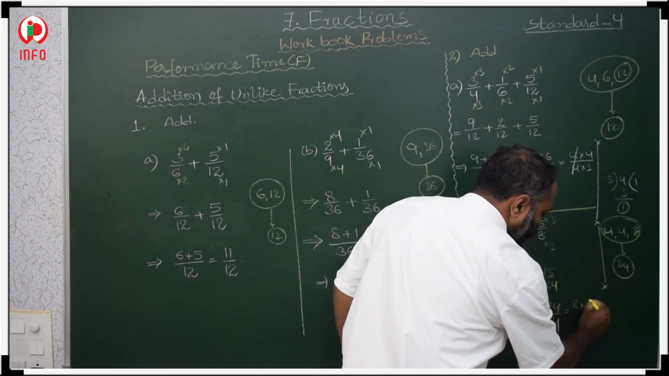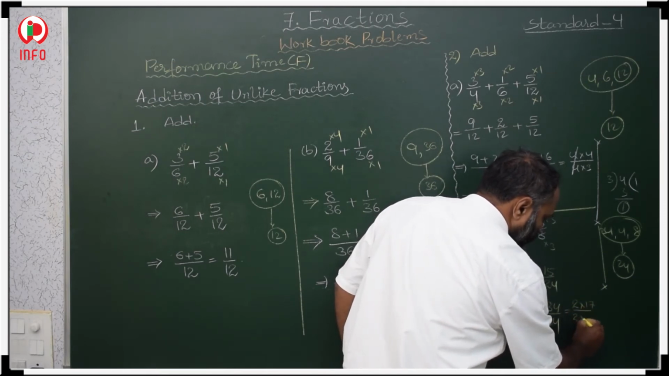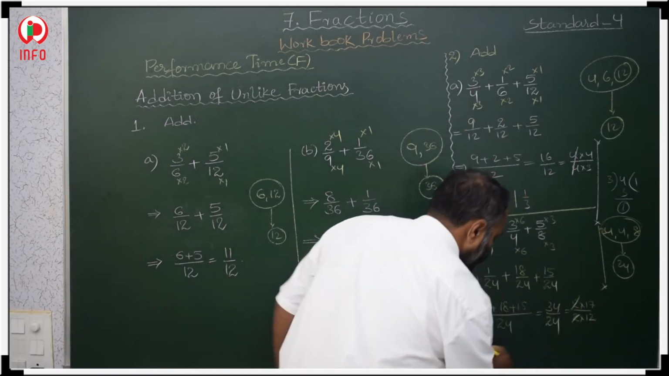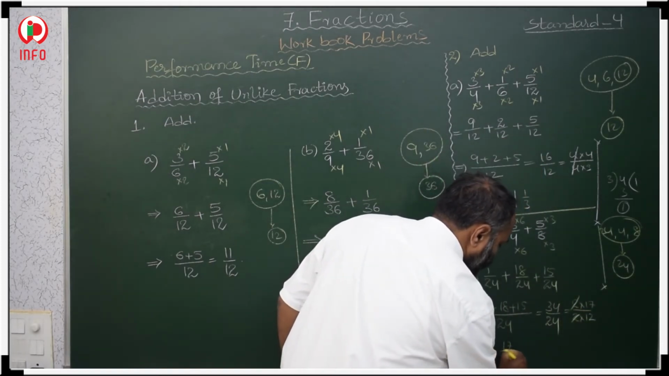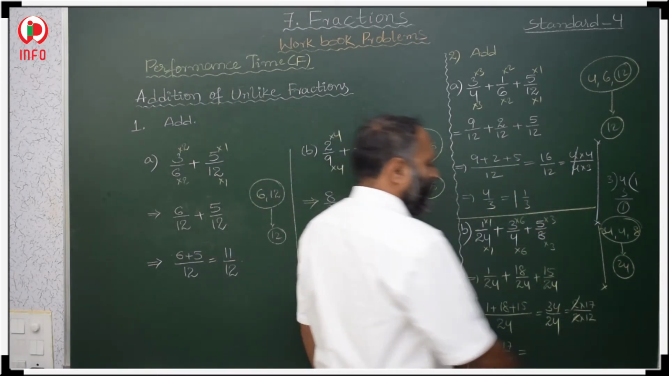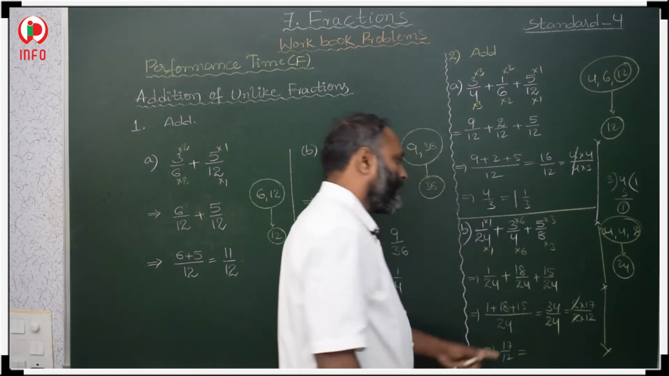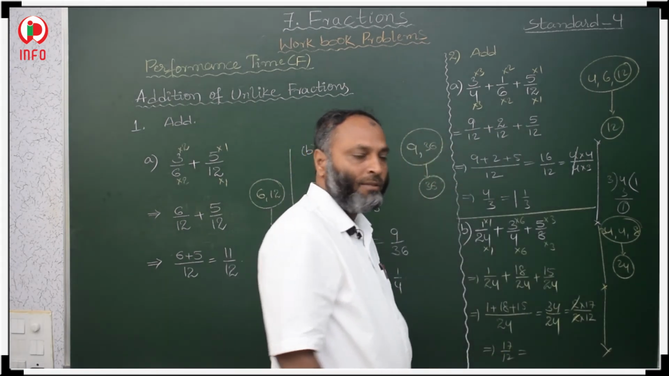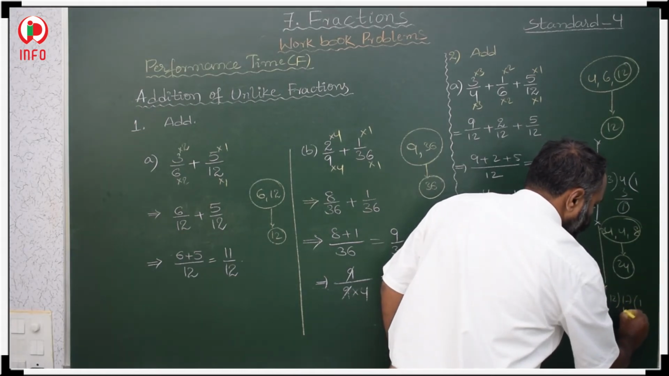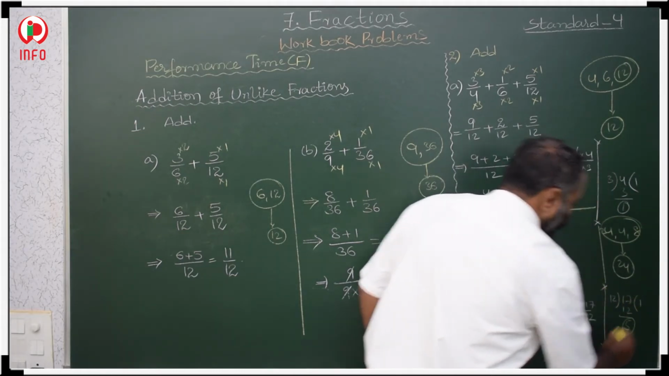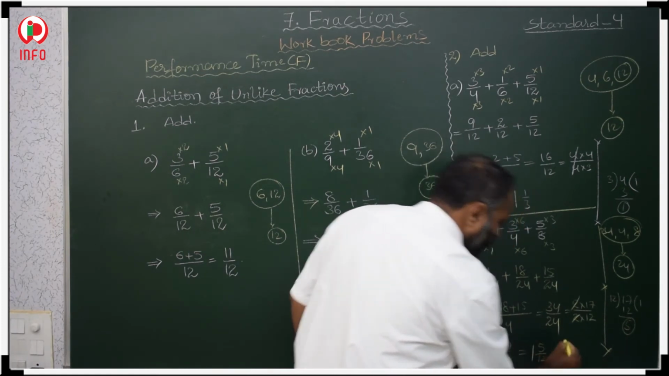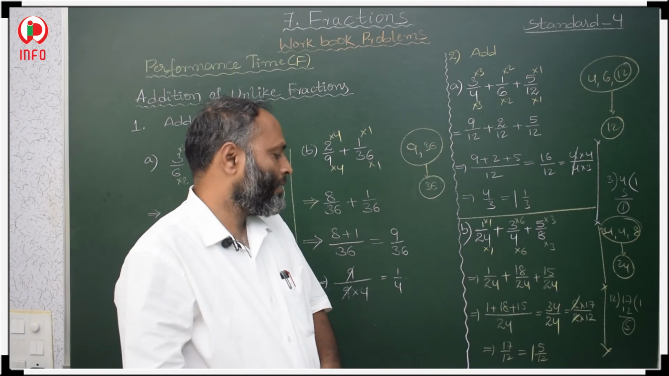2 17s are 34, 2 12s are 24, the 2s get cancelled. So 17 by 12. We convert 17 by 12 into a mixed fraction. Why? Because this is an improper fraction, and an improper fraction we have to convert into a mixed fraction. 12 divides 17: 12 1s are 12, 5 is left. That means 1 5 by 12. So this is our answer.